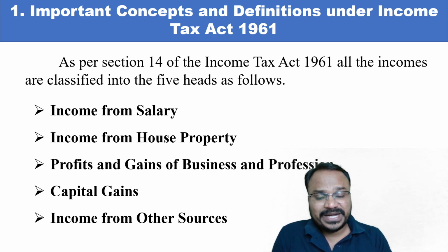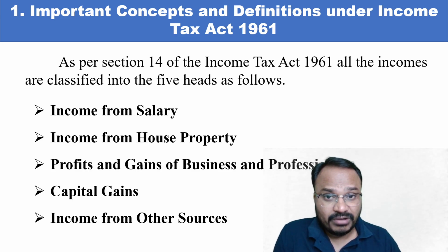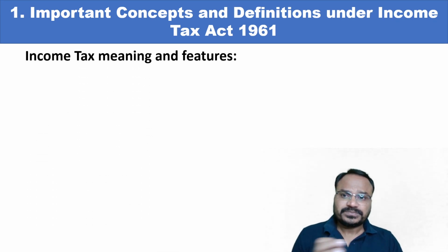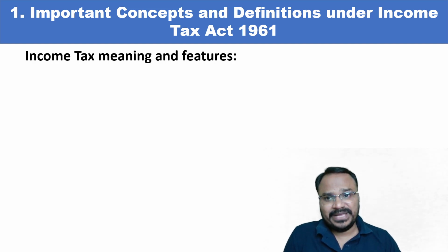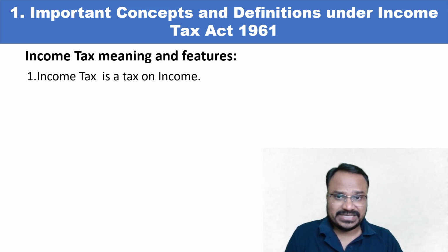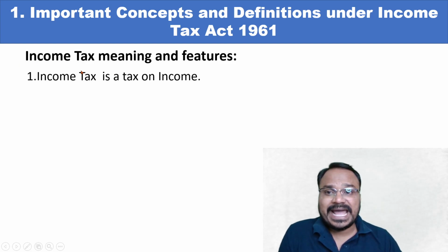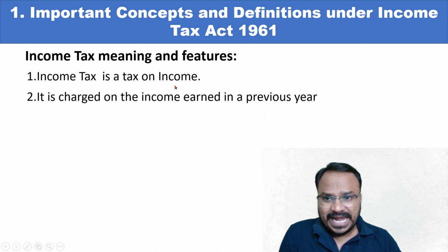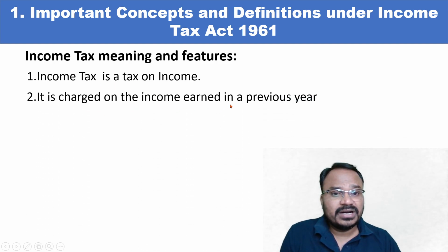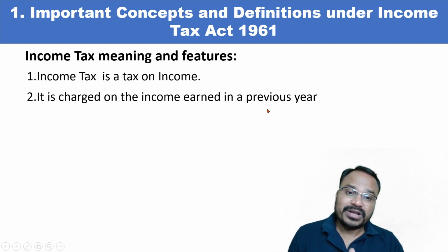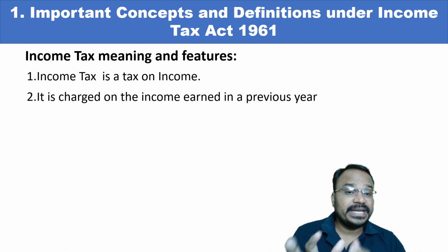So as per Income Tax Act 1961, these are the five heads of income. Now let us understand the meaning of income tax. As the title itself says, it is a tax on income. Income tax is charged on the income earned in a previous year. Whatever income is earned by the person in the previous year is charged in the current year.